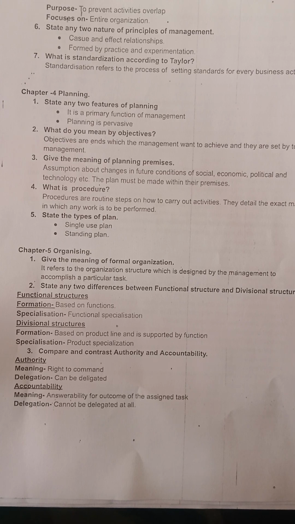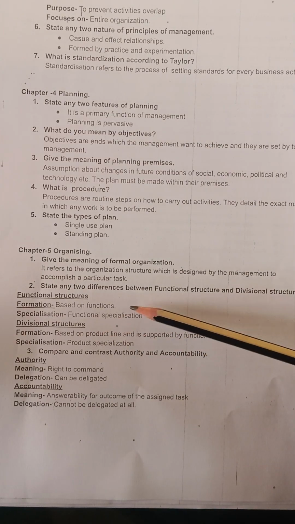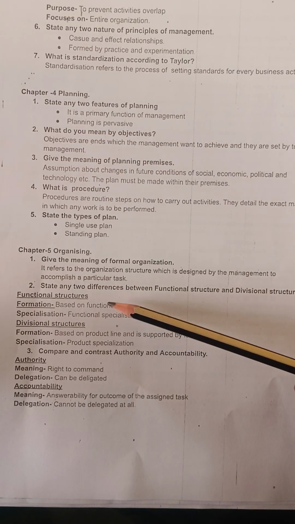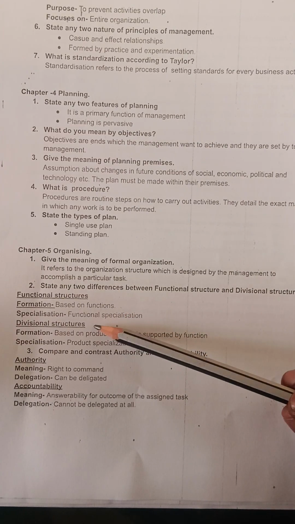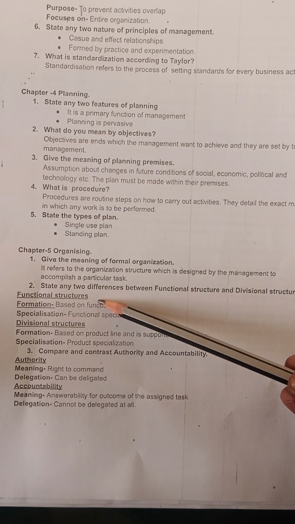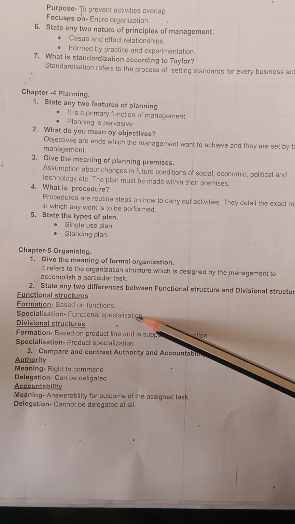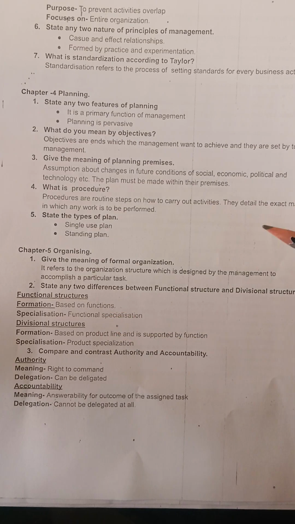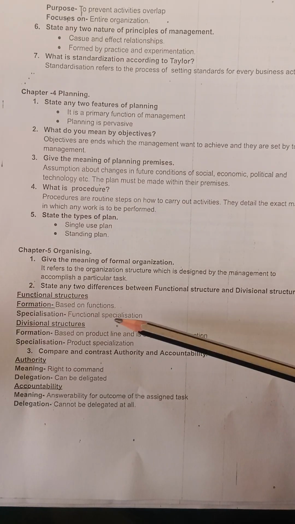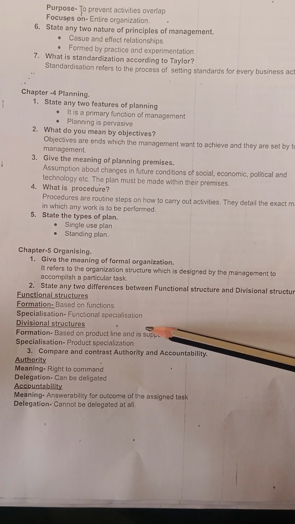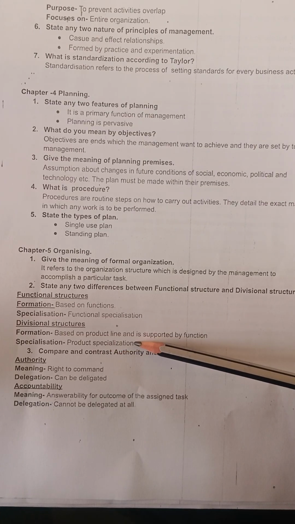Next, second one, state any two differences between functional structure and divisional structure. The formation is based on functions for functional structure, and it gives functional specialization. Next, divisional structure. The formation is based on product line and is supported by functions. Next, it is product specialization.